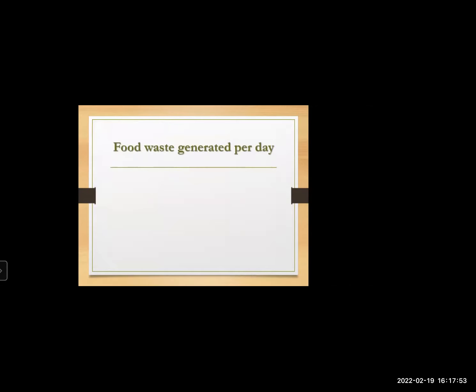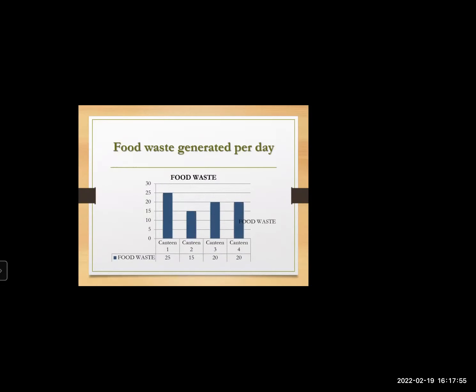This is the food waste generated per day, the amount of waste generated from all the canteens. So 25 kg, 15 kg, 20 and 20 kg, like this. The total amount of food waste generated from all the 4 canteens comes to around 80 kg. So it's 560 kg per week, 2 tons per month, and approximately 28 tons per year. So this much waste is getting generated from the canteens. This is about the food waste.